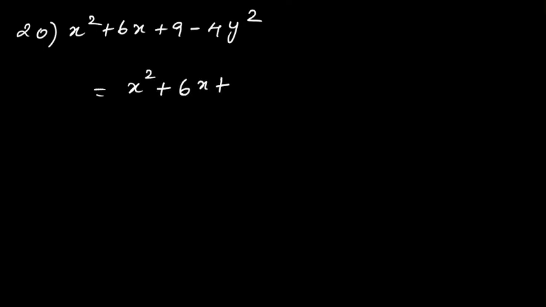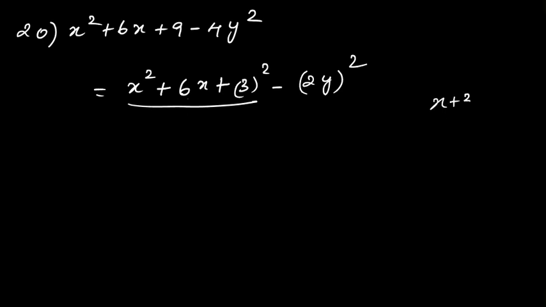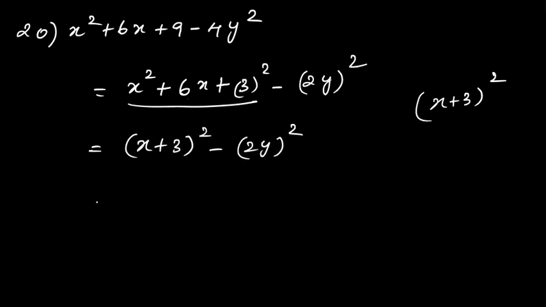20th question, factorize x square plus 6x plus 9 minus 4y square. So here we can write 9 as 3 square. Similarly 4y square can be written as (2y) the whole square. So if you look at these values, x square plus 6x plus 3 square, we can write it as (x + 3) the whole square. Therefore we get (x + 3) the whole square minus (2y) the whole square. Now expand it using the formula, we get (x + 3 + 2y), then (x + 3 − 2y).